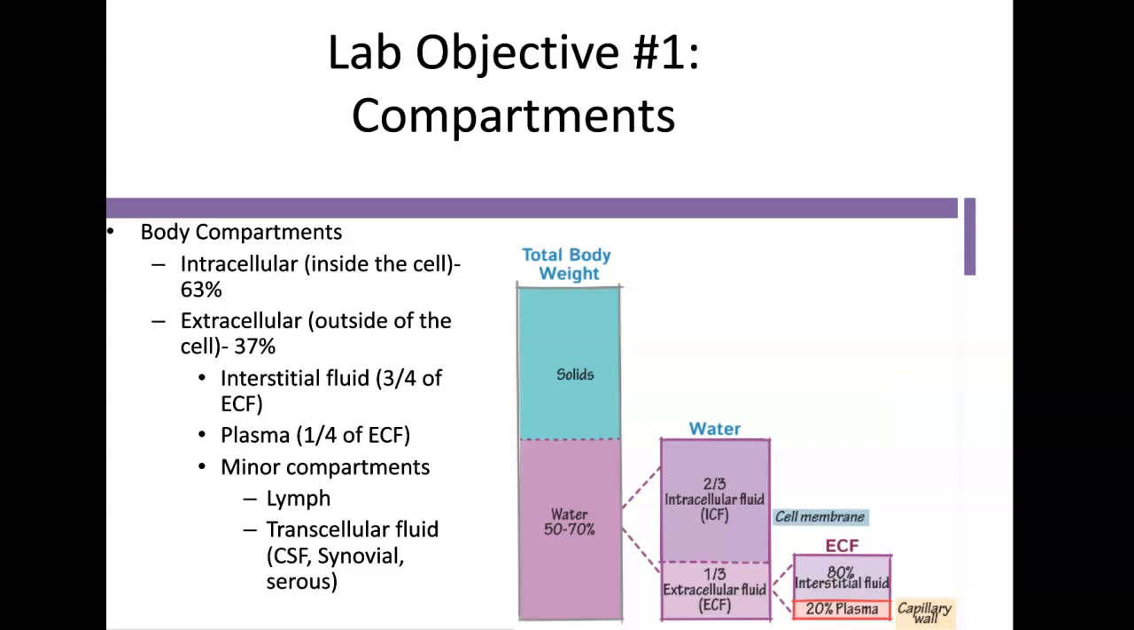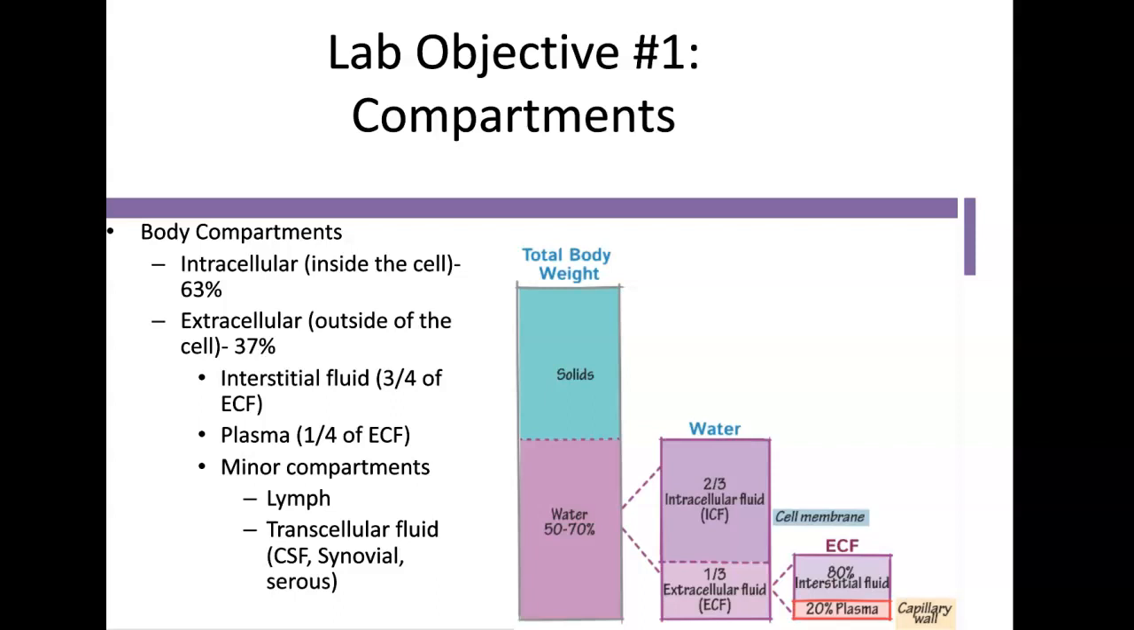So the total amount of body water ranges from about 55 to 60% if you're a male, and about 45 to 50% if you're a healthy young female. Of this amount, about 2/3, so roughly 63% of the fluid is found inside of our cells, and we call this intracellular fluid. The remaining 1/3, or 37%, is found outside of the cell, extracellular fluid, also known as ECF.